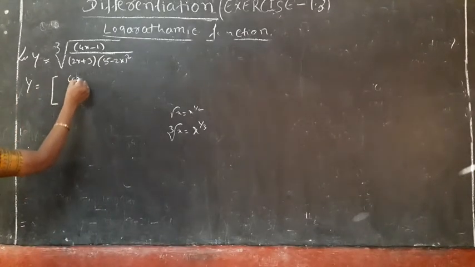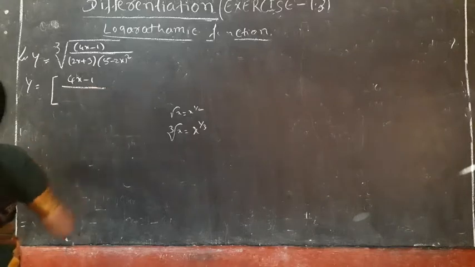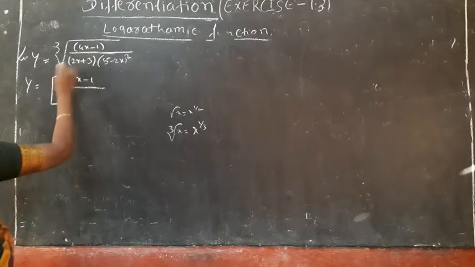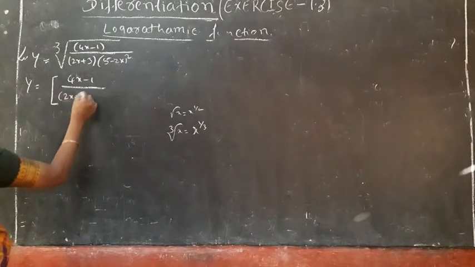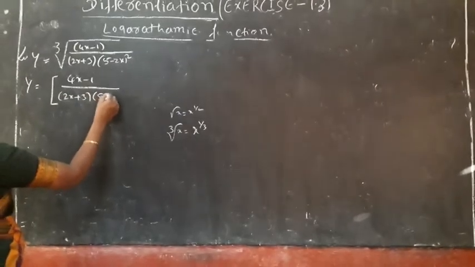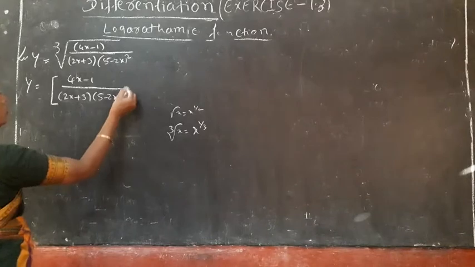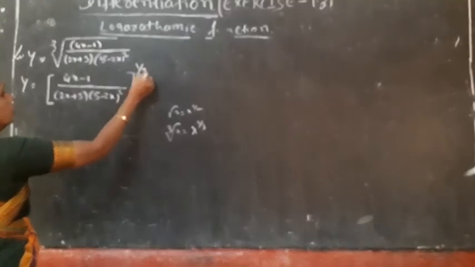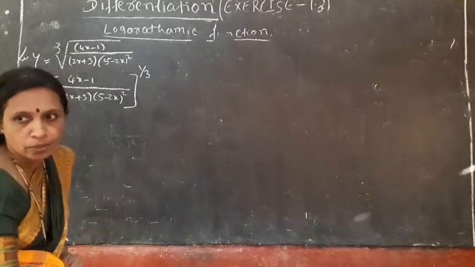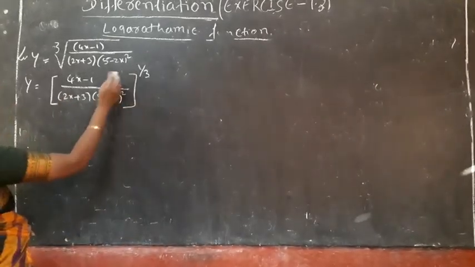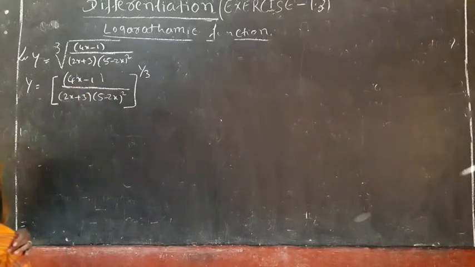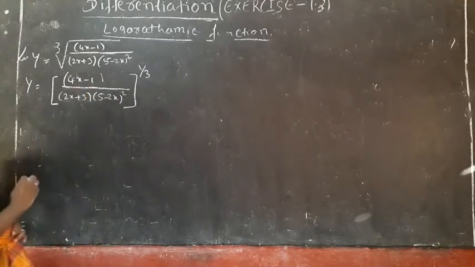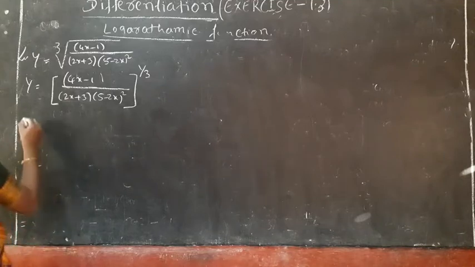Here it's a cube root, so we can write y equal to ((4x minus 1) divided by ((2x plus 3)(5 minus 2x) squared)) raised to 1 upon 3. Now here the power is 1 upon 3. This power belongs to both numerator and denominator. Taking log, we can solve this example.